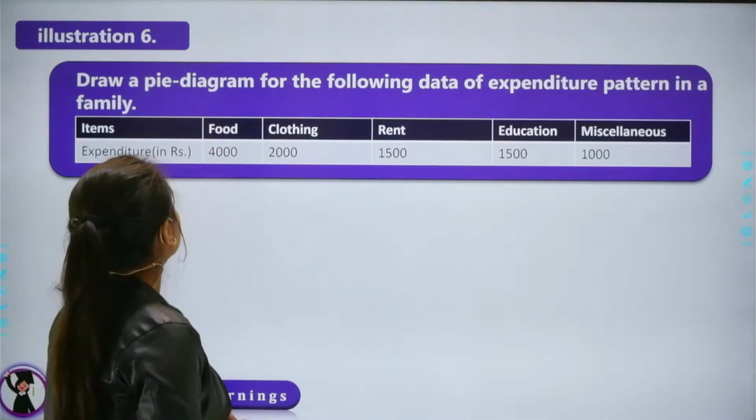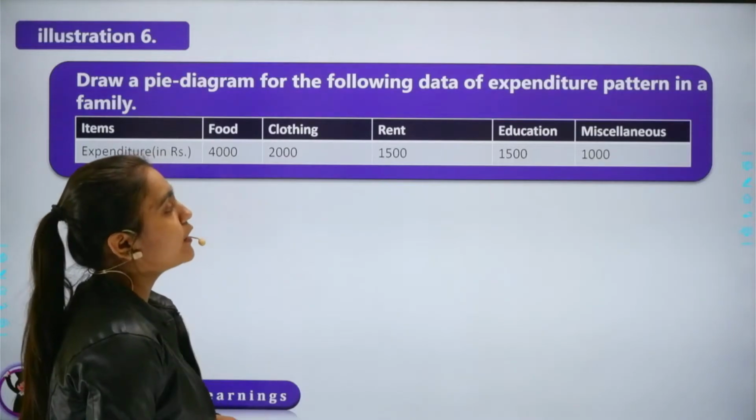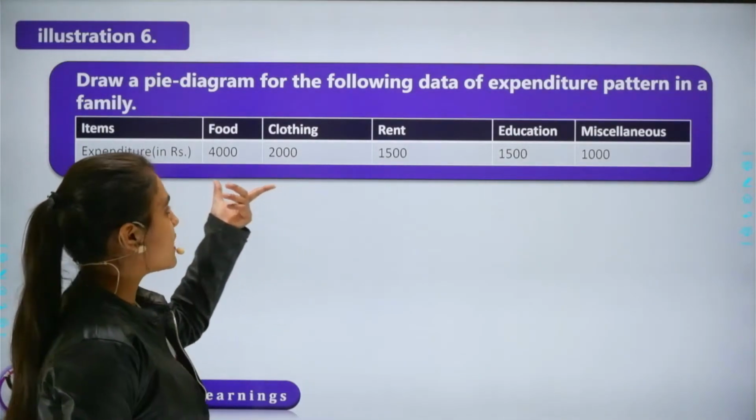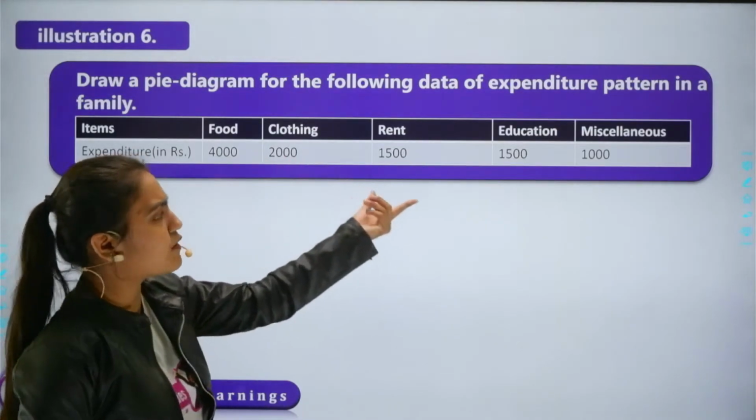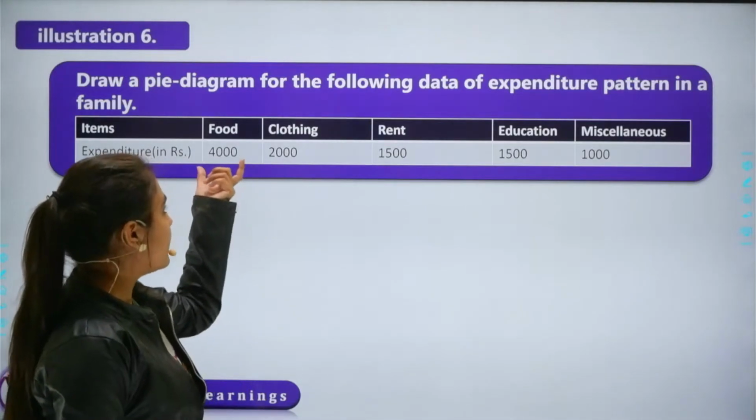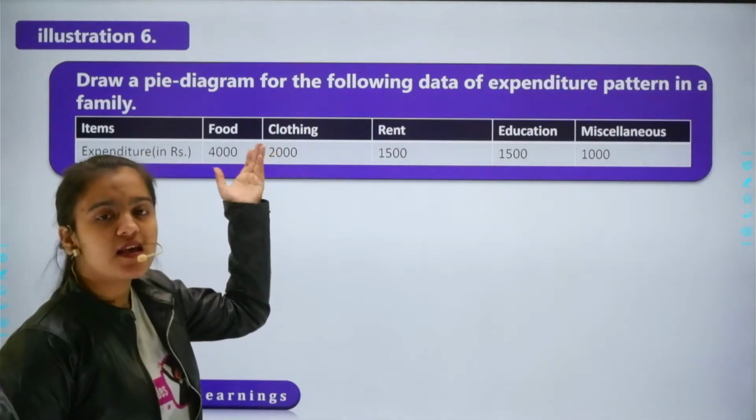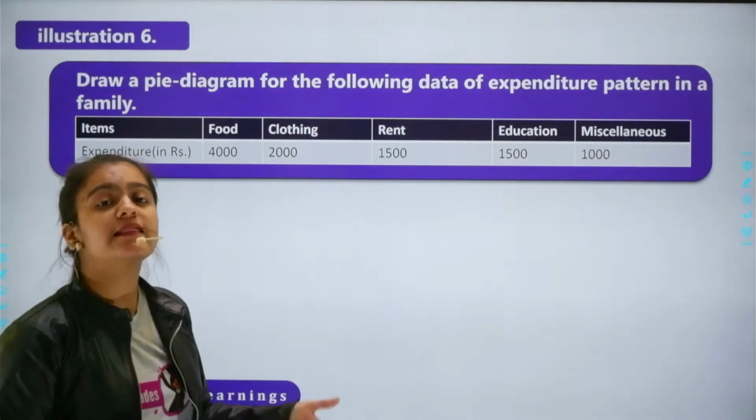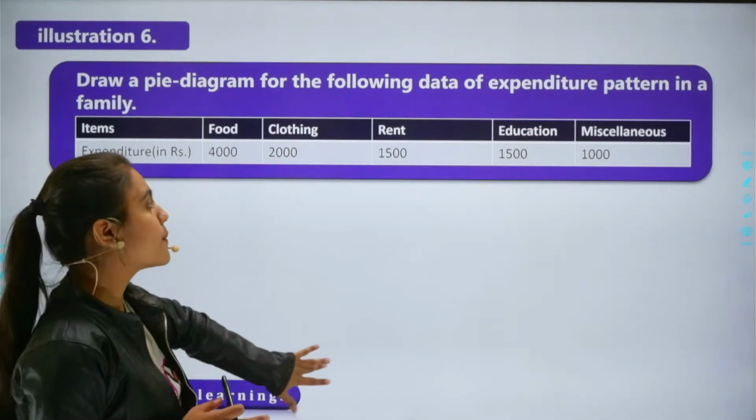Next is, draw a pie diagram for the following data of expenditure pattern in a family. Now here again we are given the same thing. We have already solved this type, same question, you can solve it. You just have to find out the central angle in this case, and then plot it in your pie chart.